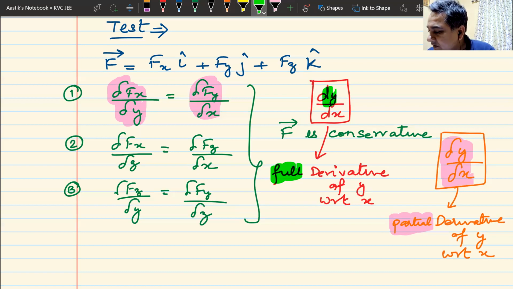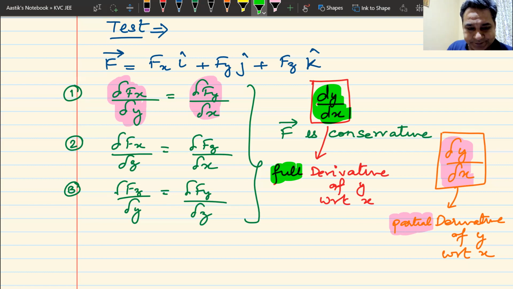This gentleman is the full or the complete derivative. Now, this gentleman is the partial derivative. Both are derivatives. Nothing changes on that front. Okay, good. What's the difference? That is the next question. Sir, what is the difference between these two? Let us try to find out.